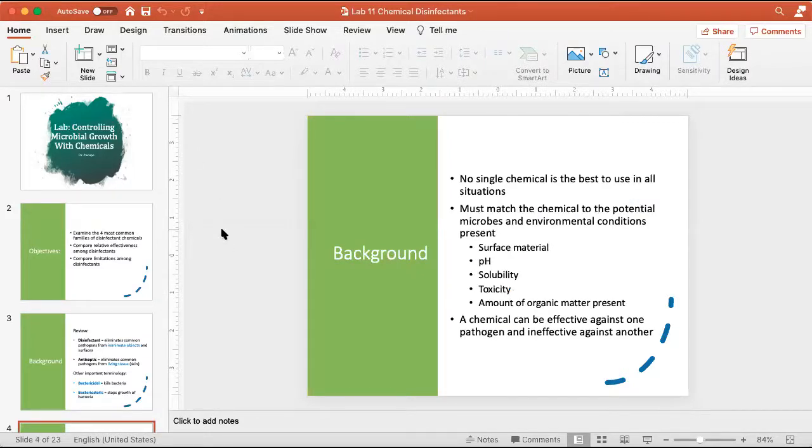Now, one of the things that's important to know as you're learning about disinfectants is there is no one perfect disinfectant. Okay, there's no one chemical that's going to be perfect in every situation. The reason we have so many is because under different circumstances, different families of chemicals work better. So we have to remember that there is no perfect disinfectant.